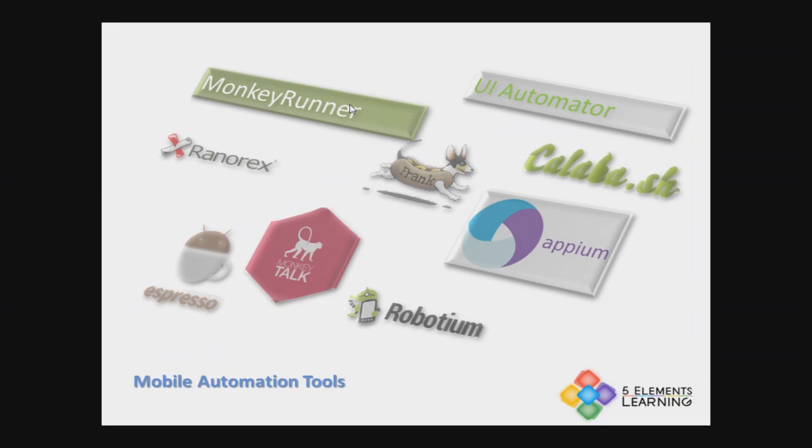Now, to perform automation or to create those scripts, there are different types of mobile automation tools available. You have tools like Monkey Runner, UI Automator, Calabash, Appium, Robotium, Ranorex, Monkey Talk, etc. All the tools I have stated here are free tools available out there in the market to allow you to automate your mobile application.